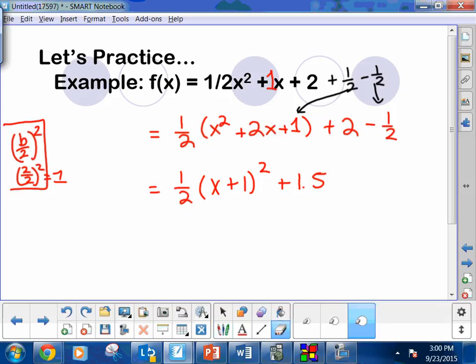So let's go ahead and write in 3 over 2 since we're dealing with fractions. Yes, that would be the exact answer, and you're done. You have now your vertex. You have it in vertex form.